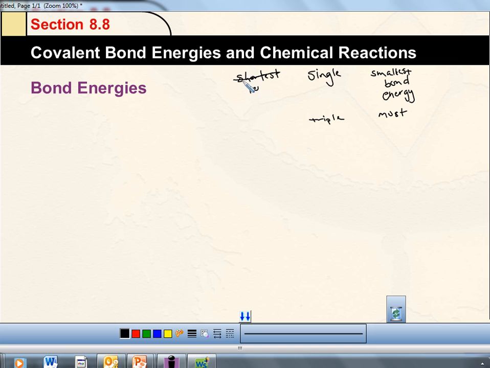Actually, I just lied. The longest length, where triple has the shortest. Which kind of makes sense. The more electrons that are being shared, the tighter the two atoms will be to each other, and the more energy it will take to break that bond.